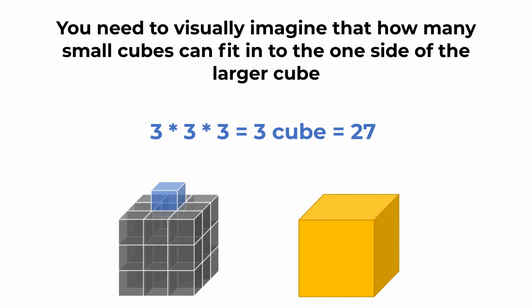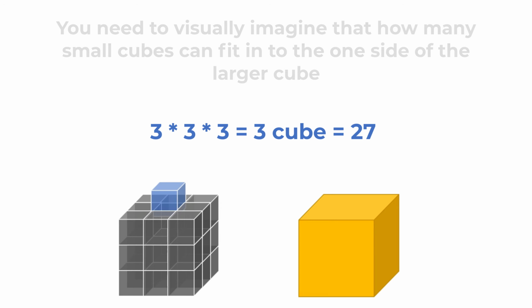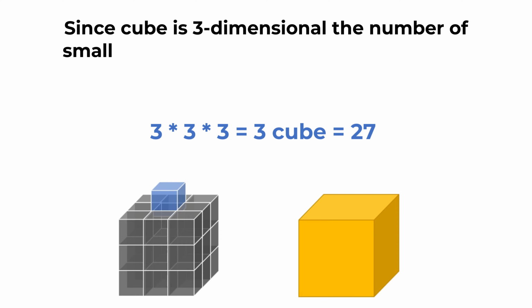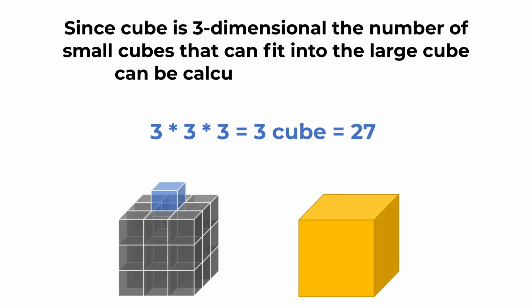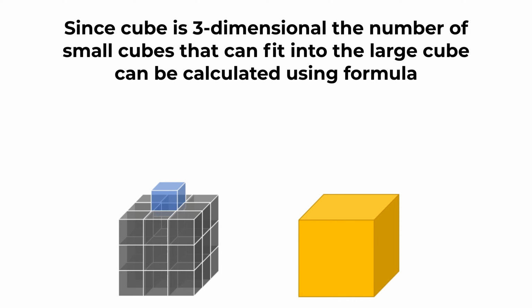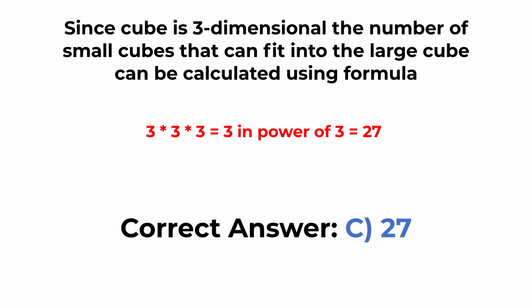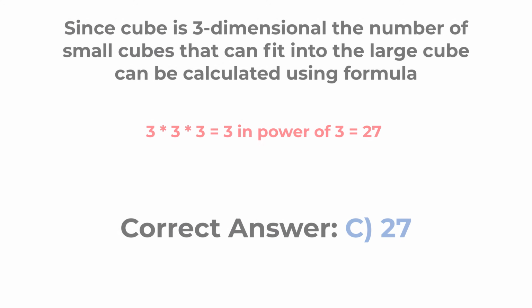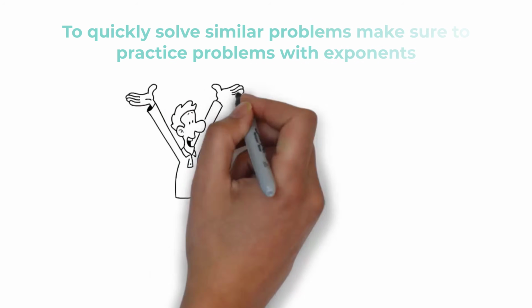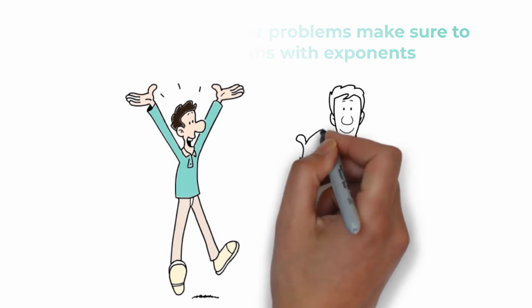That's where the word cube might be coming from, which equals 27. Since cube is three-dimensional, the number of small cubes that can fit into the large cube can be calculated using the formula 3 multiplied by 3 multiplied by 3 equals 3 cube equals 27. So the correct choice here is choice C, 27. Hopefully you've nailed this question and now know how to answer similar problems on the test.